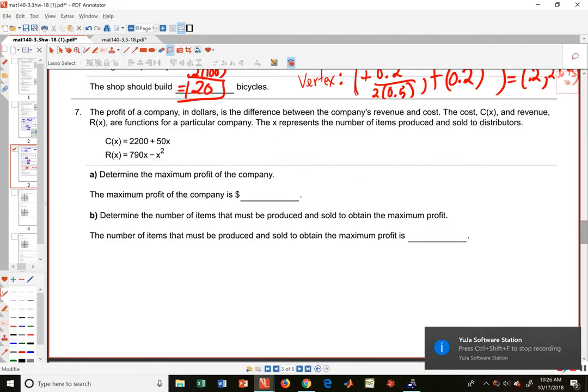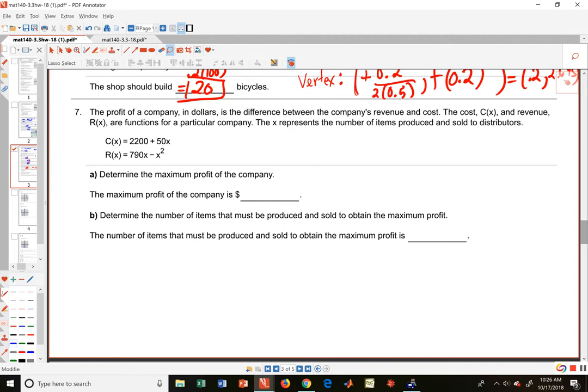Hey, I want to do a quick video on the profit revenue problem, number 7 in the homework. It says profit of a company in dollars, the difference between the company's revenue and cost. The cost, C of X, and revenue, R of X, are functions. So we know a cost function and we know a revenue function. X represents the number of items produced. So all this is really relevant information.